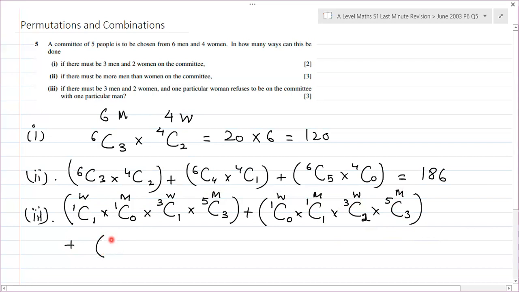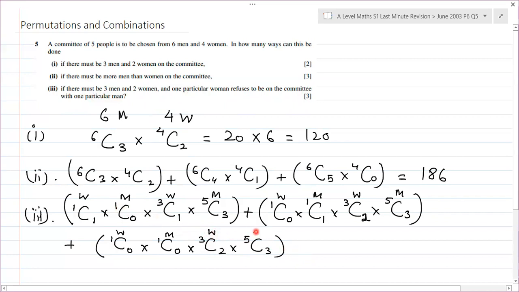Now, plus the last one we're going to have as selecting none of them. So that particular woman is not selected, nor is that particular man selected. None of them are selected. So it says one particular woman refuses to be in the committee with one particular man. So either one of them is there or none of them is there. So that means over here, out of the women, I'll have to select 3C2 now. And for the men, I'll have to select 5C3. So these are my total options.